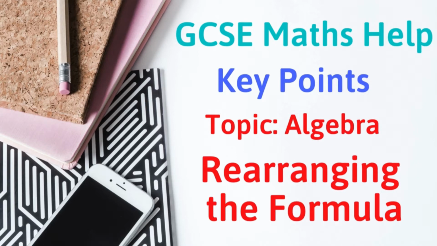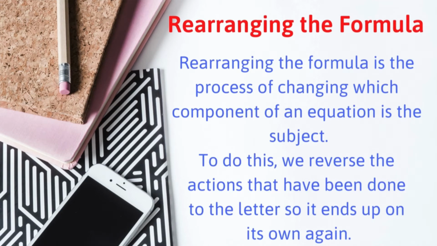Today we're going to be looking at rearranging the formula to change the subject of an equation and the key points you need to know for your exam. Let's get started. Rearranging the formula is the process of changing which letter component of an equation is the subject. To do this, we need to reverse the actions that have been done to that letter so it ends up on its own again. But remember, whatever you do to one side of the equation has to be done to the other side too.